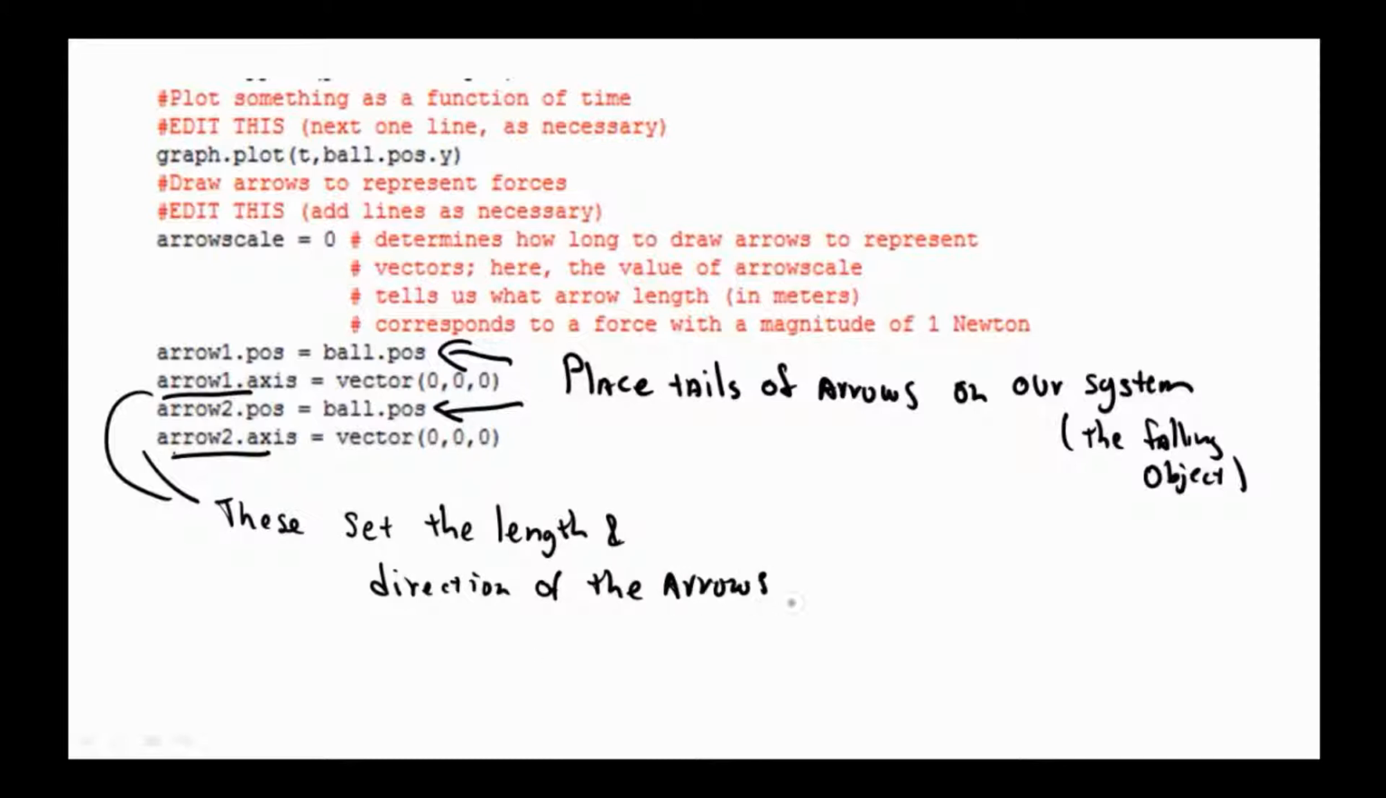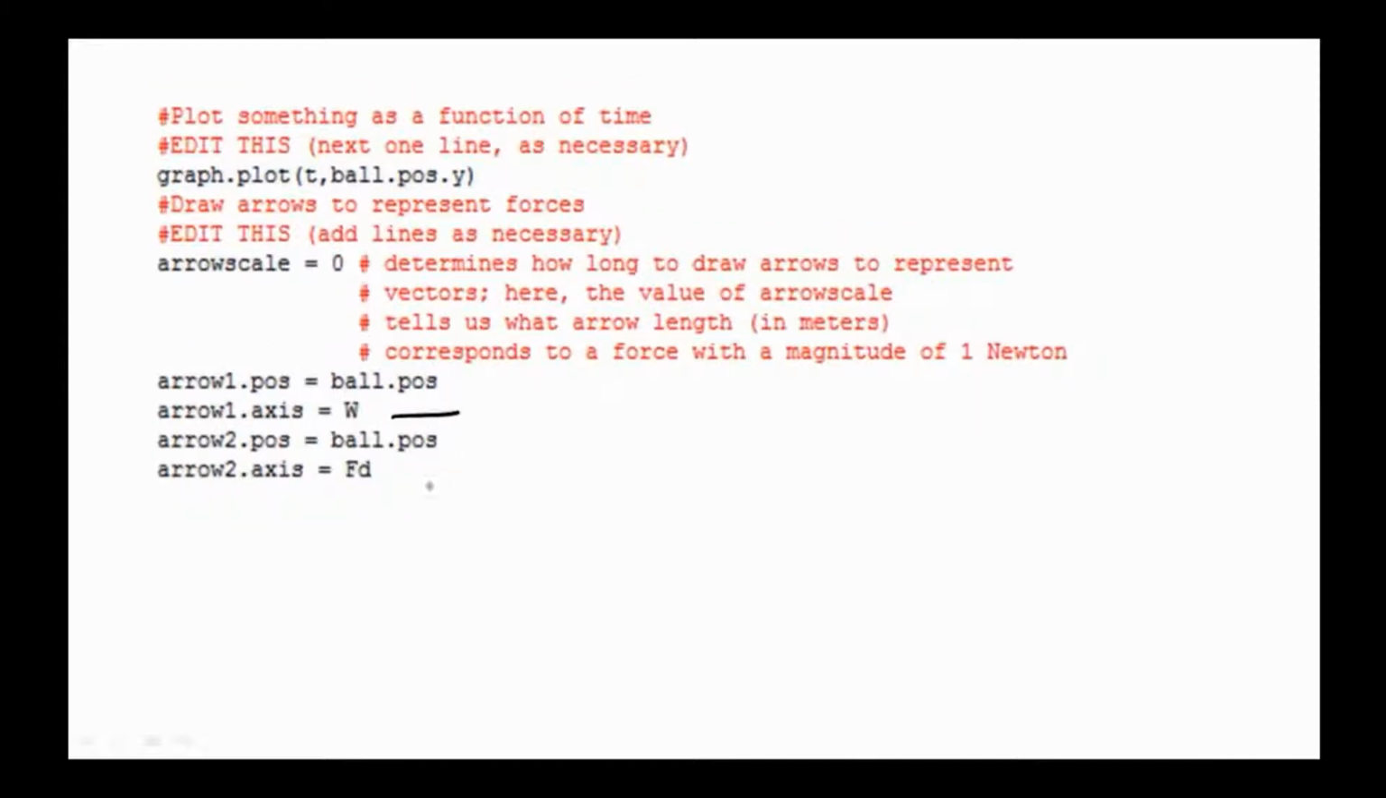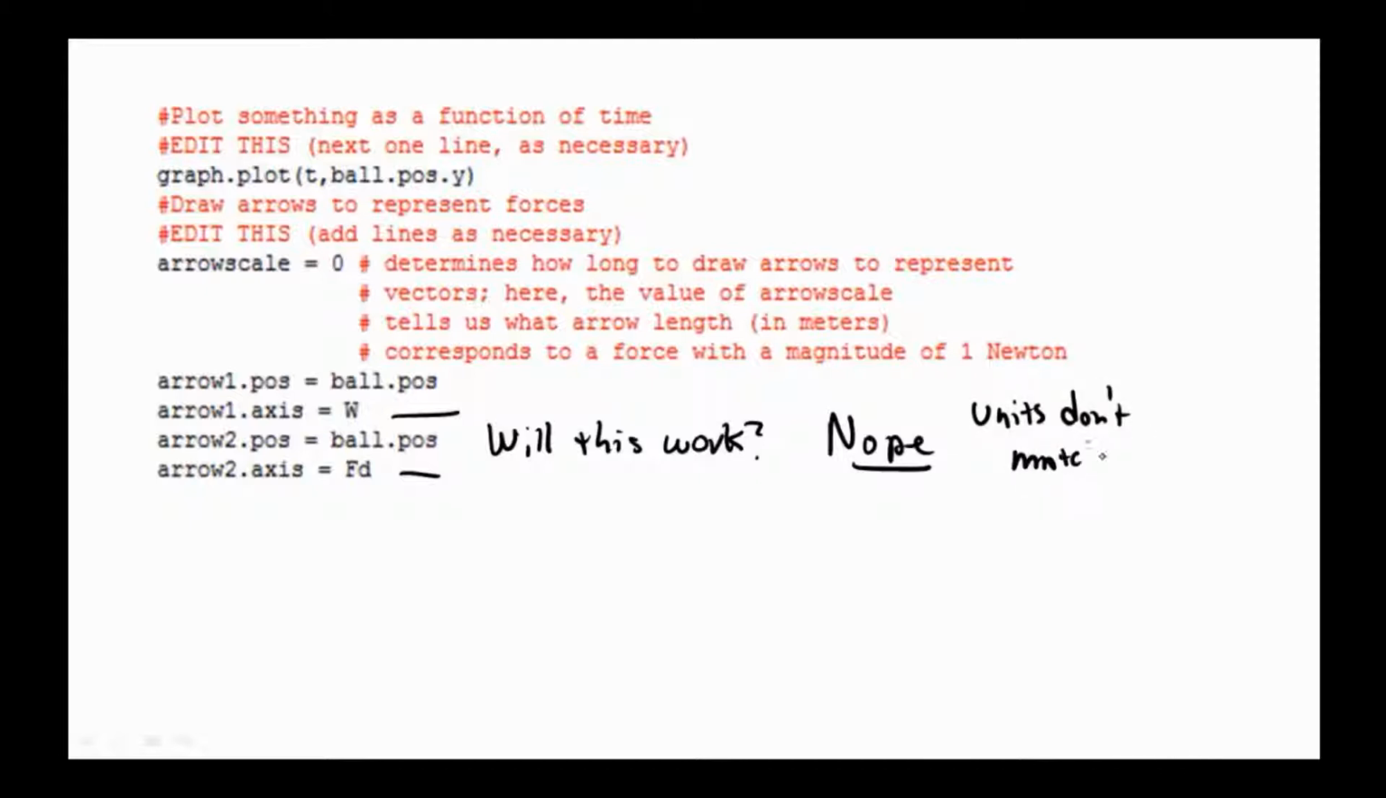That's specified by the attributes arrow1.axis and arrow2.axis. The forces themselves contain the direction and magnitude information, so you might think that all we need to do is simply set these attributes equal to the predicted forces, say something like this. That's not quite right. You'll recall that an arrow's length only represents the magnitude of the force.